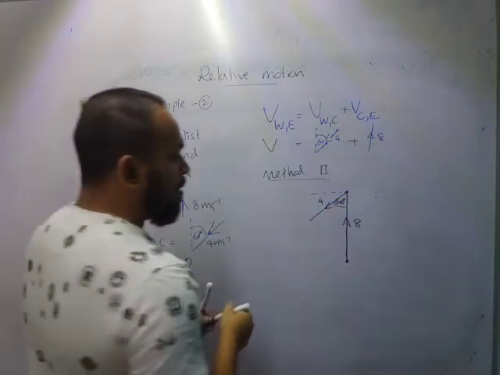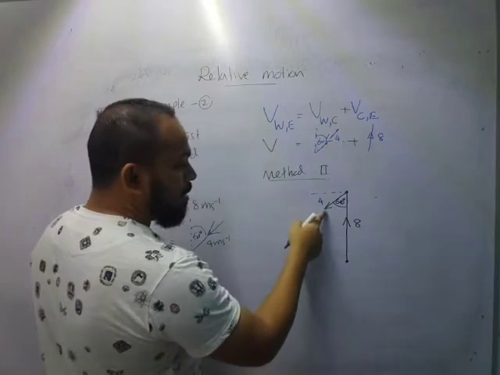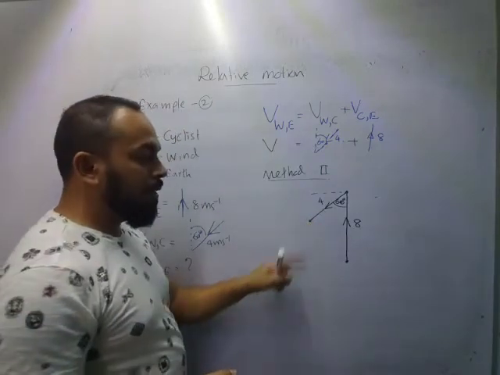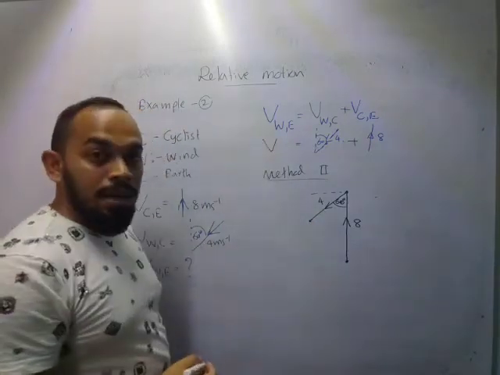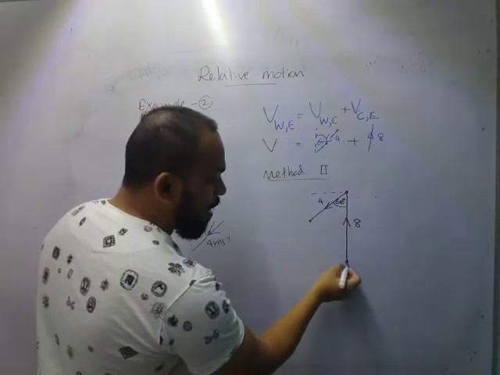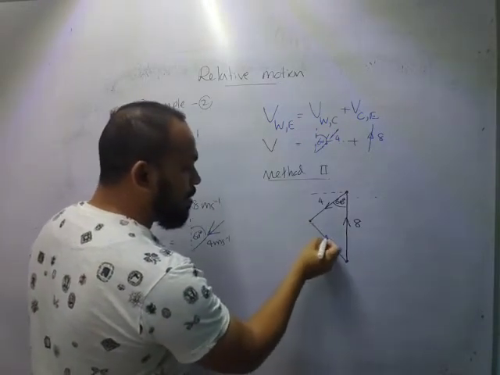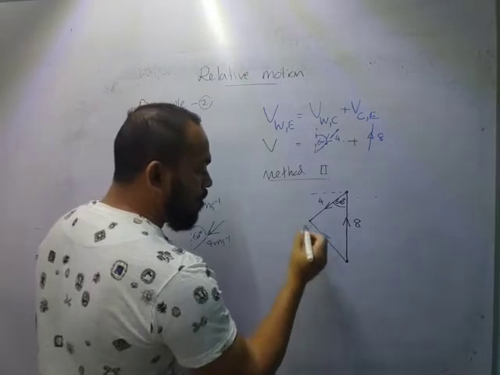Next, we have the starting point. This is the terminal point. So our velocity, the resultant, must go from the starting point to the end point. This is our resultant.